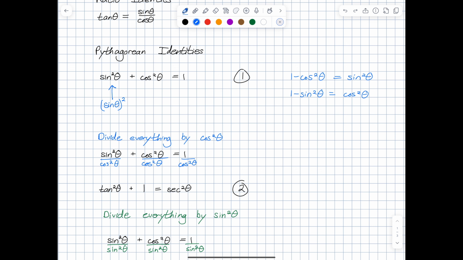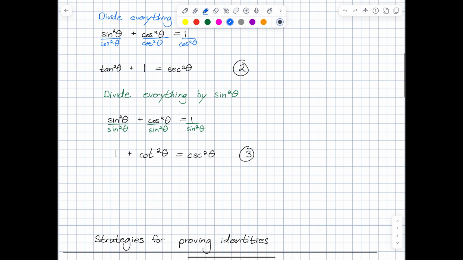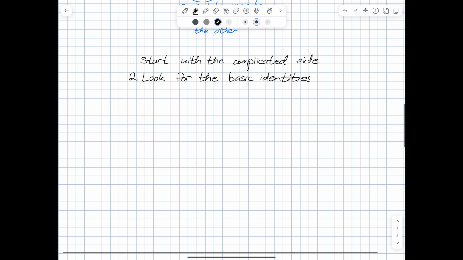If those show up, you might swap them out for sine. So instead of 1 minus cosine squared, you would write sine squared. That's what I mean by look for basic identities. You should recognize that it matches one of the formulas that you have memorized. So strategy 3 is going to be use algebraic manipulation.